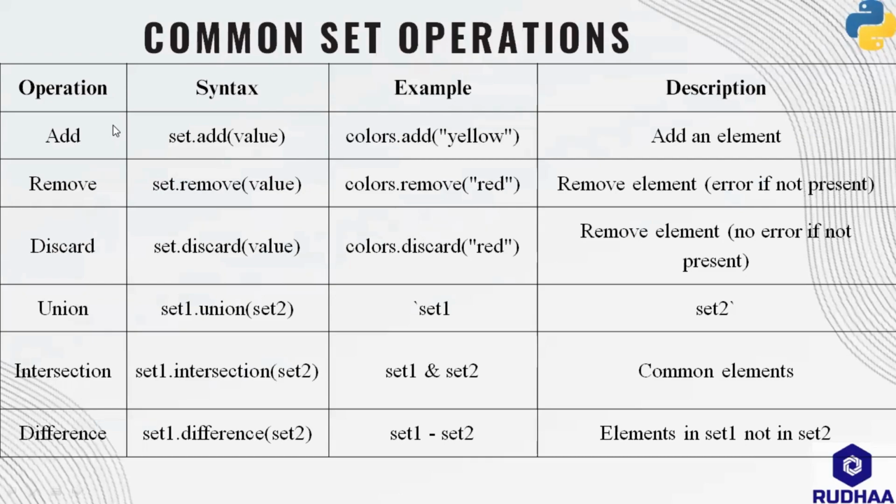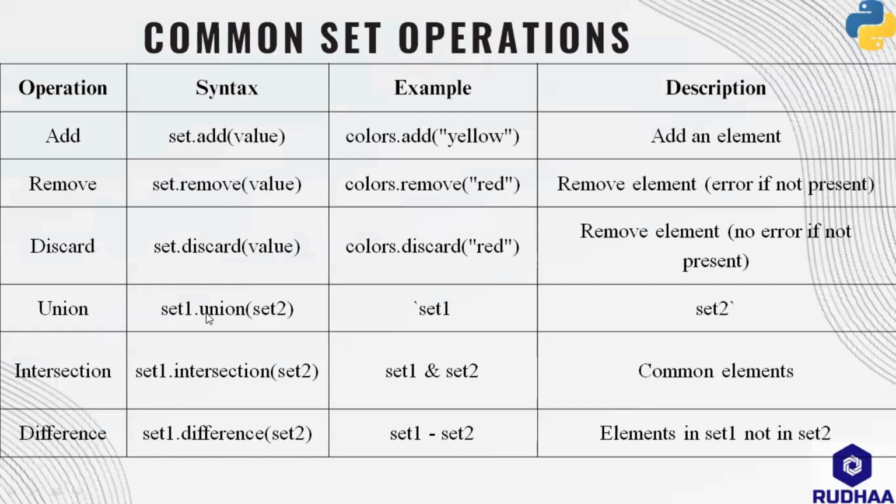Some set operations, similar to list, are add, remove, discard, union, intersection, and difference. Add means it will add an element at any position. Remove will remove the element, and gives an error if the element is not present. The difference between remove and discard is this: if we give this particular red to remove and that red is not present in the set, it will give you an error. Whereas in discard, if we give this red and it is not present in the set, it will not produce any error. So that is the difference.